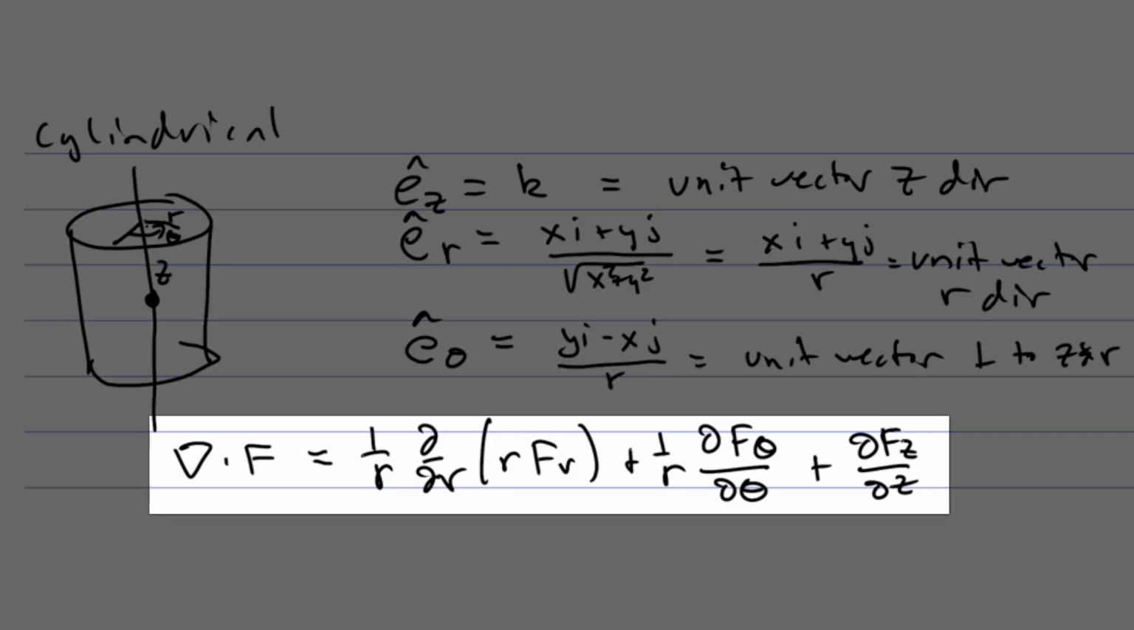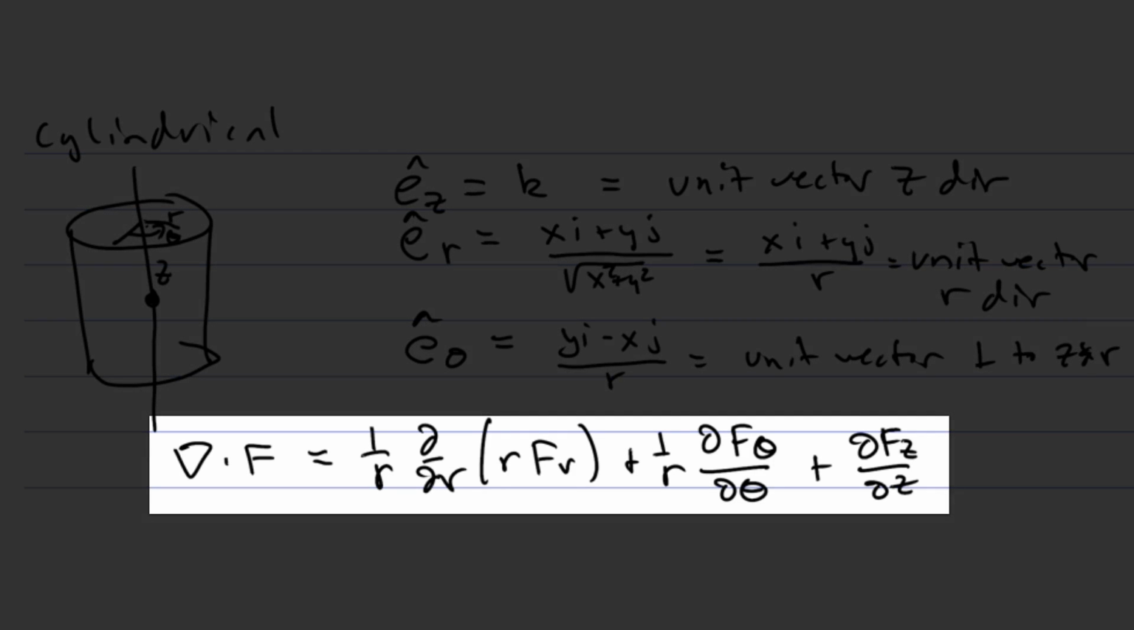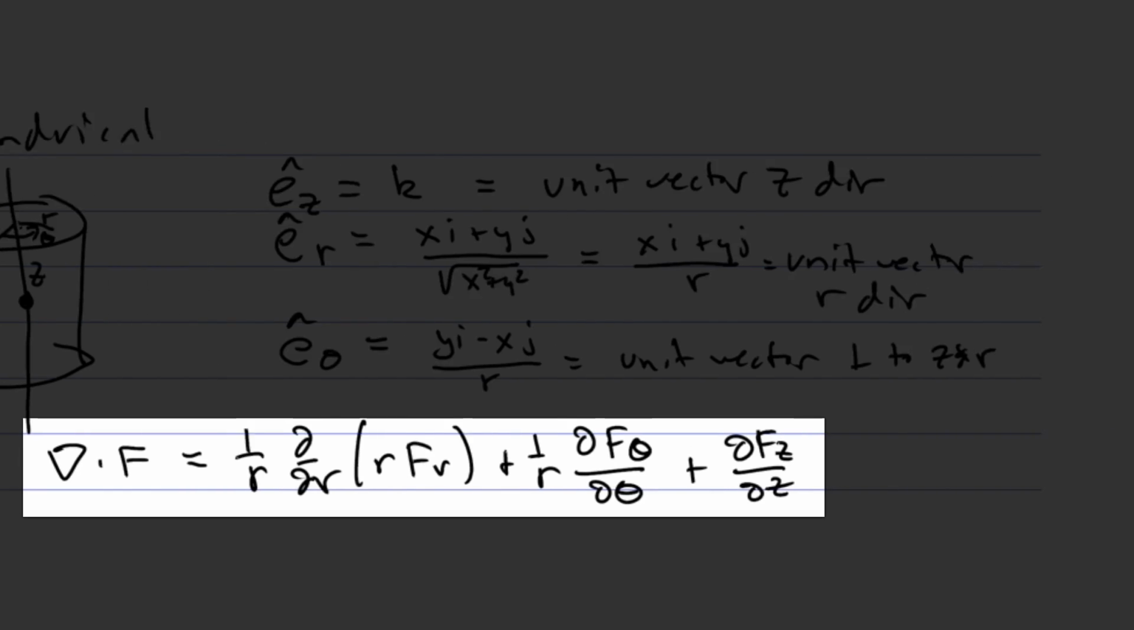And then the divergence of f is 1 over r d by dr of r times f r, plus 1 over r d by d theta of f theta, plus d f z by dz. And so it's a little bit different than what you might have just naively written down if you thought you knew how to write down the divergence in cylindrical coordinates.